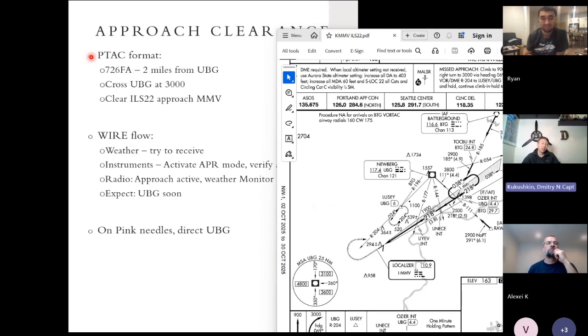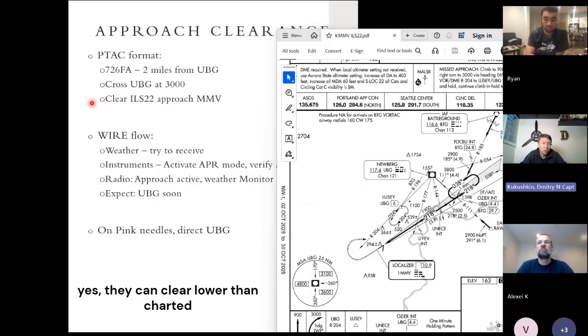Now, another important memory item for you is the PTAC. That is the format that all clearances come in: position, turn, altitude, clearance. This will sound approximately as follows. 76 Foxtrot Alpha, you are 2 miles from Newburgh, cross Newburgh at 3,000, cleared ILS 22 approach McMinnville. So they're giving you where you are, and that's for situational awareness.